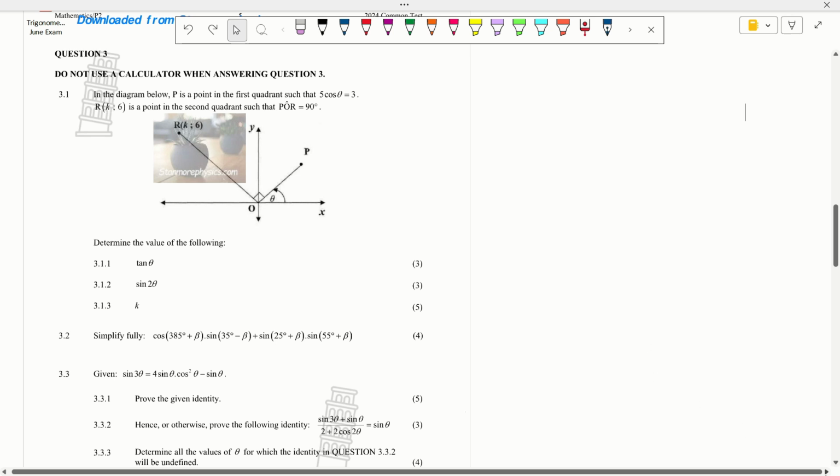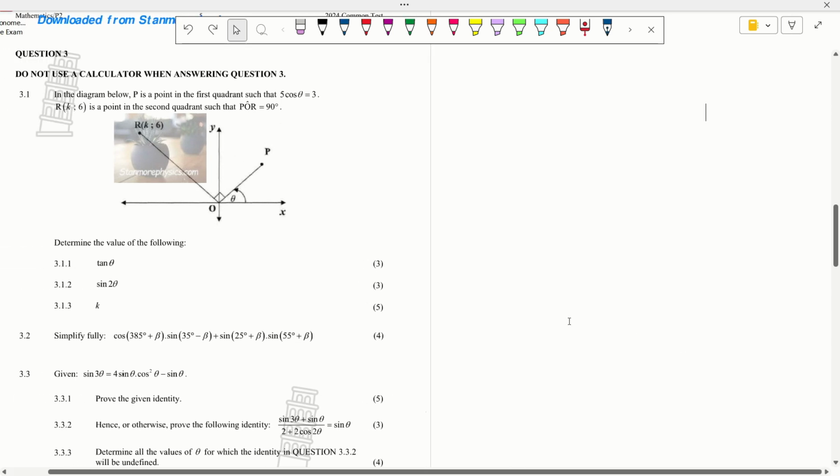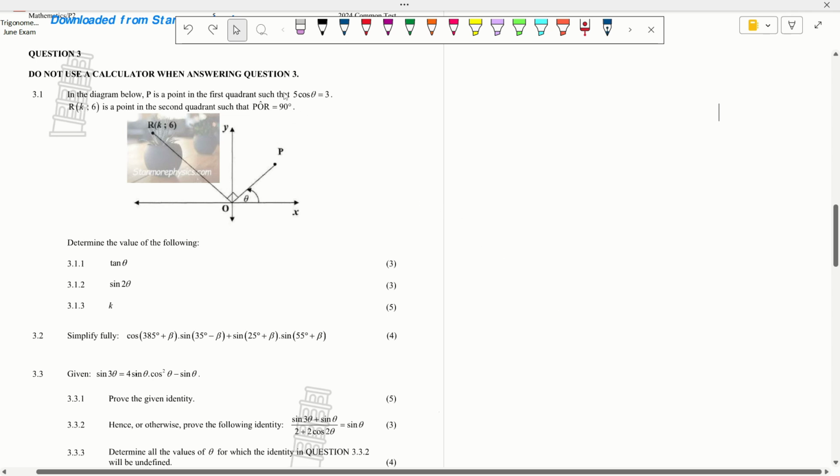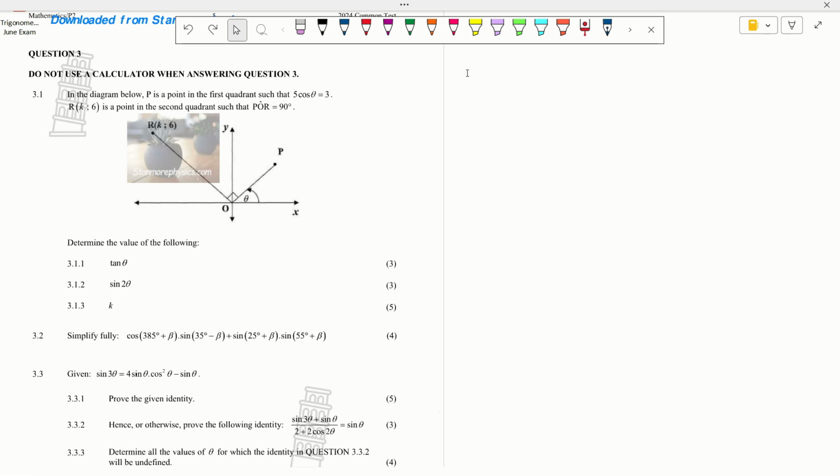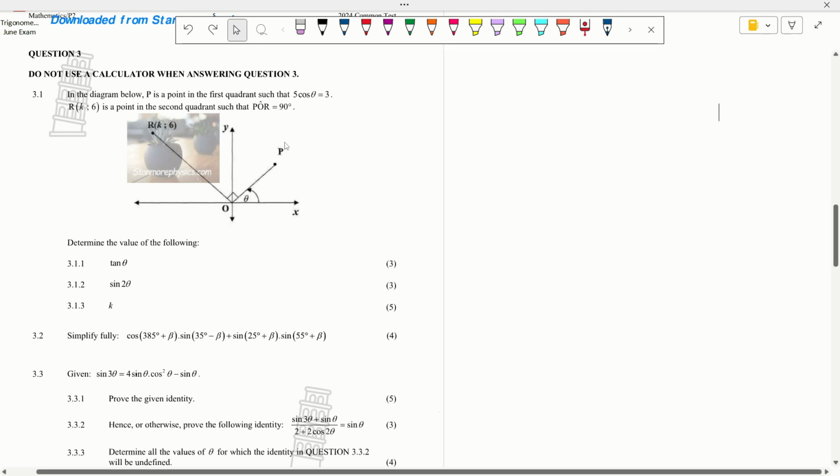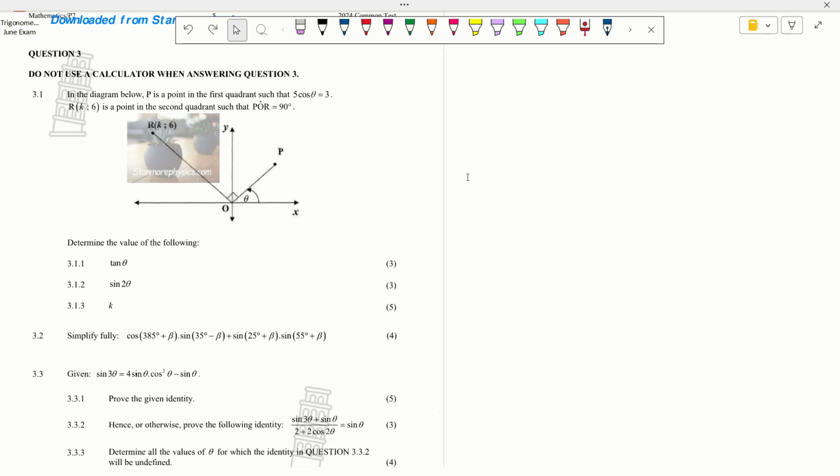Okay, so the question reads as follows. Question 3, and then in bold and capital letters they say, do not use a calculator when answering question 3. That's the number 1 rule on this one. Very large letters, very much bold. Do not use a calculator in any of these questions you see under question 3. Okay, but for large parts of this, you don't use a calculator, because if you do and you don't know what you're doing, then you're going to lose a lot of marks.